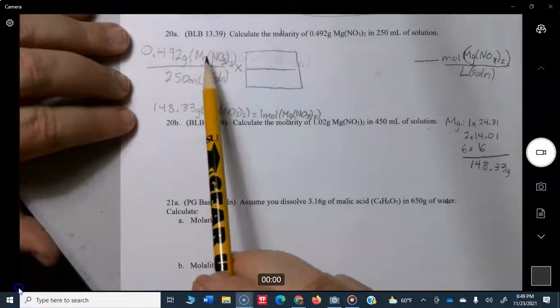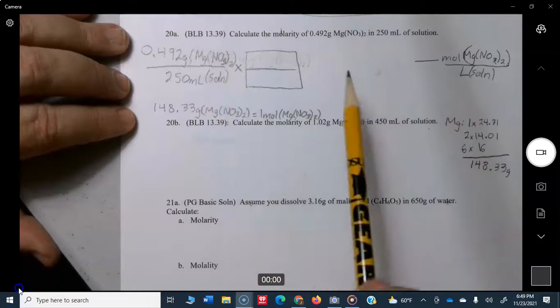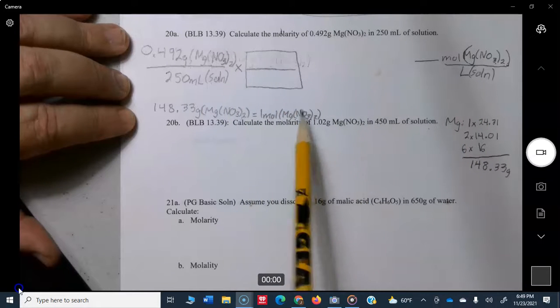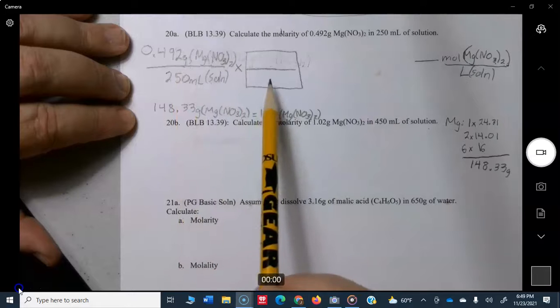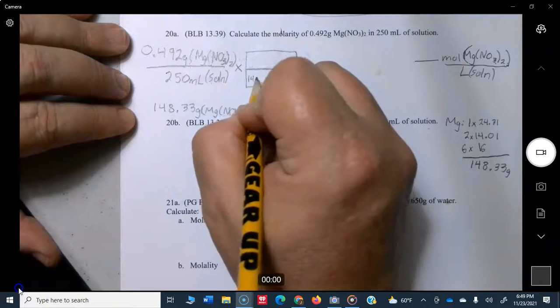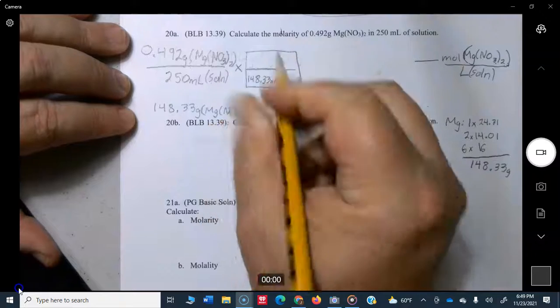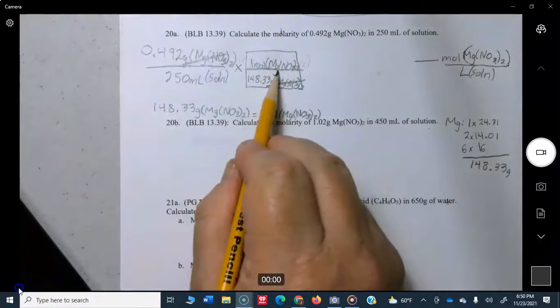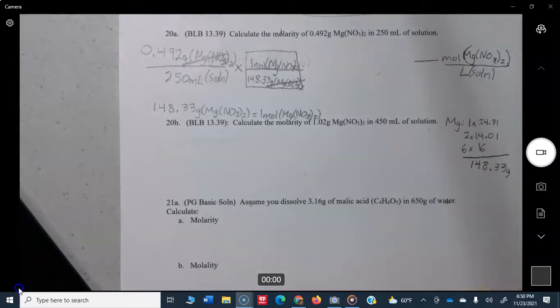Okay, so we're working on the top. I should have stated that. We're going to work on the top first using the molar mass. So which goes on top, which goes on bottom in this first box? You need grams to cancel out, so grams has to go on the bottom. Grams cancels with grams, so we have moles of magnesium nitrate on the top.